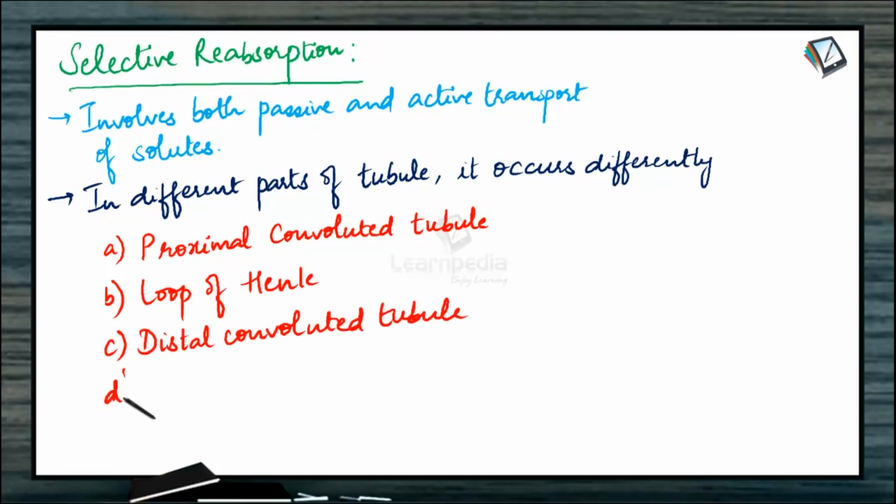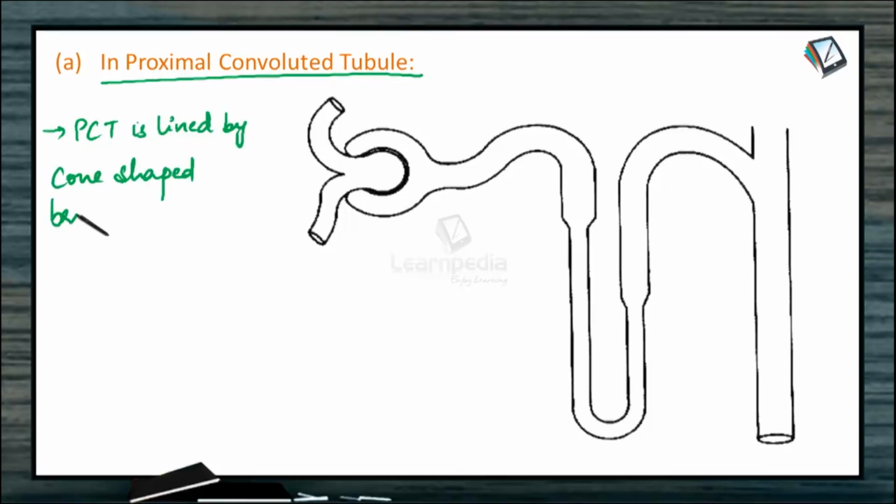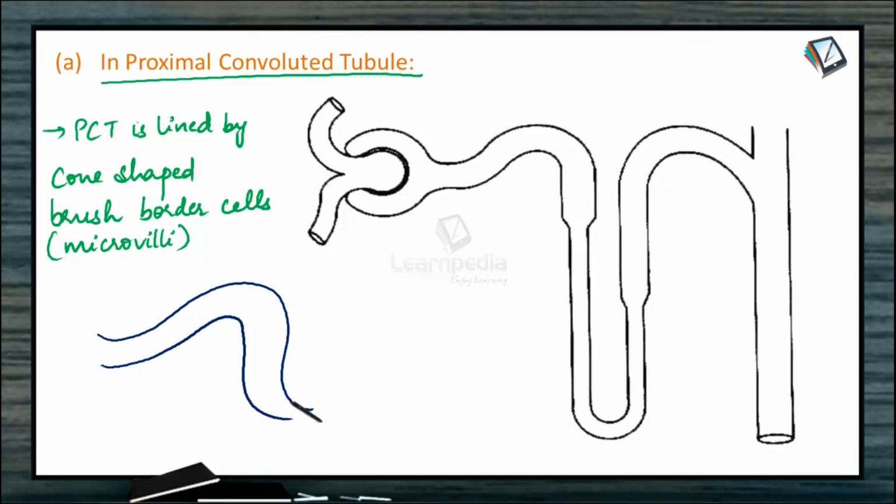Coming to proximal convoluted tubule, as we have already seen that PCT is lined by cone-shaped brush border cells. These brush borders can also be called as microvilli. The function of this microvilli is to reabsorb substances back into blood. This is a proximal tubule. This cell is lined with cone-shaped cells which have brush borders, and this is a surrounding vessel. These microvilli help in the absorption of substances into the blood.